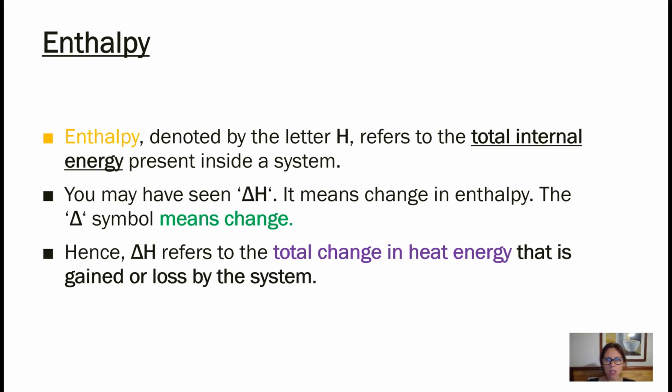And in contrast, our enthalpy is our letter H, and it refers to the total amount of energy that the system has. And you might often see it as a delta H, which is our change in enthalpy, because we can't actually measure the actual enthalpy of each system, but we can measure the change that occurs during the course of the reaction.